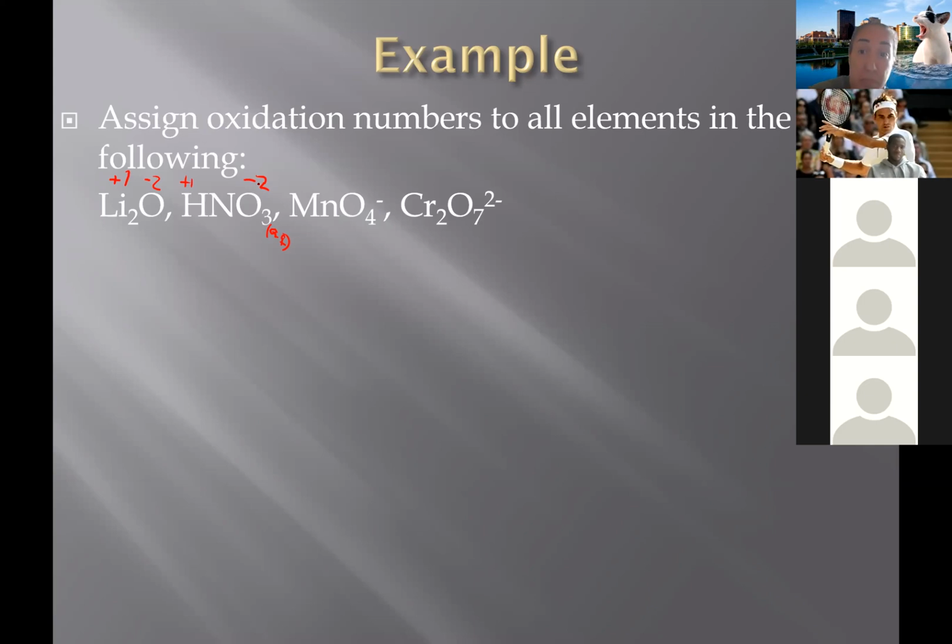We have to set up a math problem. We have to put it equal to 0 because there's no charge on nitric acid. So to set this up, how would I set it up? Tell me what I would write. X +1 -2 = 0.